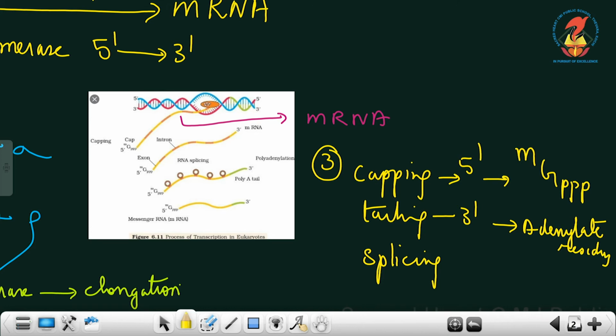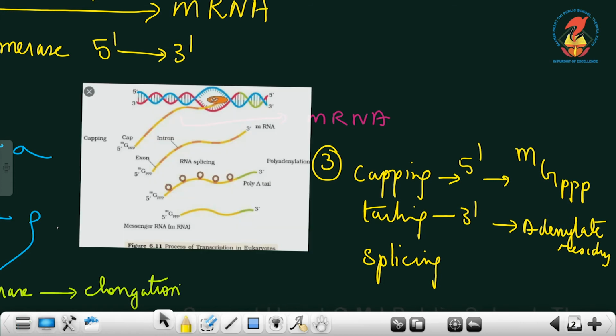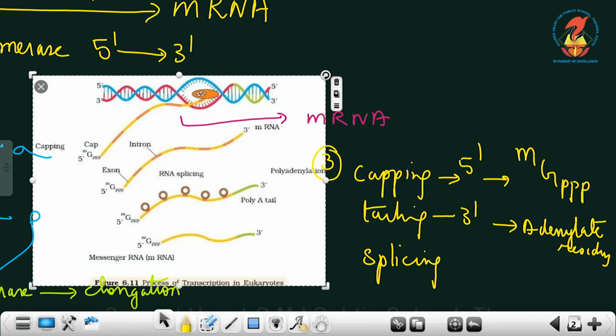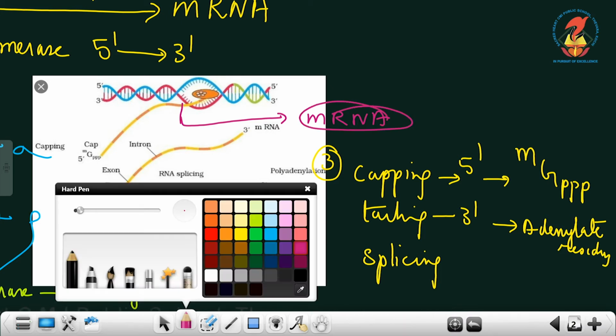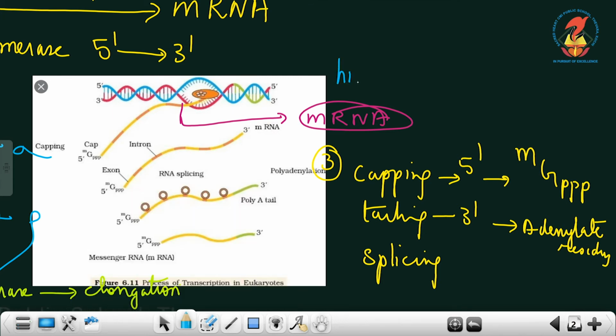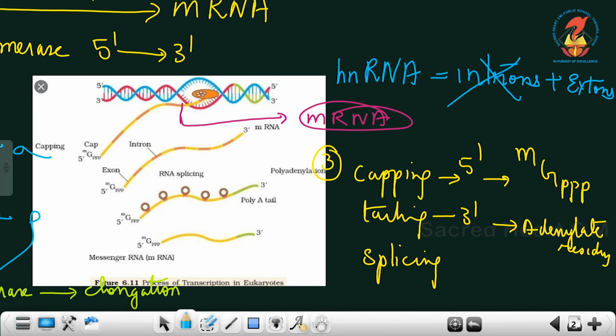And splicing, what is splicing? The introns are removed. You can see in this picture. As I told you, this is not final. This mRNA formed is not final, and hence it is not called mRNA, it is called a heterogeneous RNA, hnRNA. It has both introns and exons. Introns are junk. They are not required. They do not code for protein. So the introns should be removed. That is done with the help of splicing.